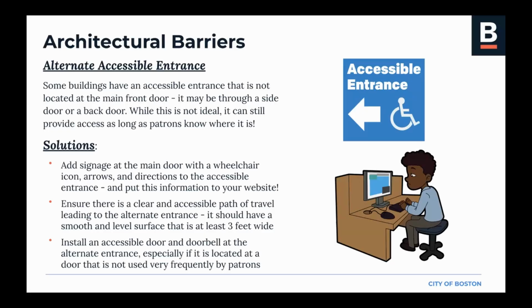And put this information on the website as well, so that if folks go to visit, they can see ahead of time, maybe even a map or something of that nature of where they should go to find the accessible entrance. You want to make sure that the path is clear and accessible. It should have a smooth and level surface that's at least 3 feet wide. And install an accessible door and doorbell at the alternate entrance, especially if it's located at a door that is not frequently used by patrons.